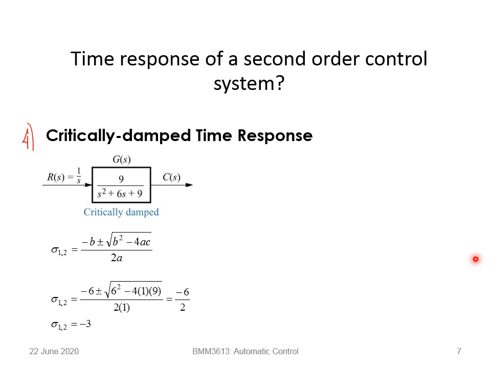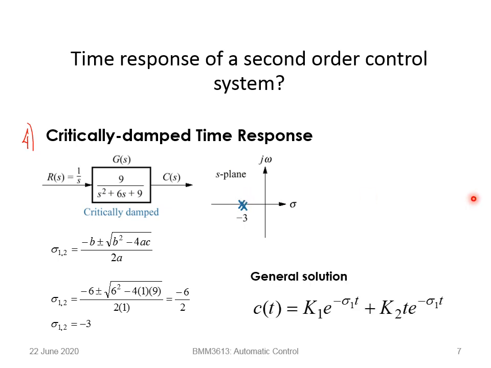If you calculate the position of the poles, the poles are at -3. Basically there are two poles, but both poles are at the same point. Sigma 1 and sigma 2, both of them are at -3. So if we plot them on the S plane, we have two poles at the same point at -3. So this is another category that is different from the three previous categories.